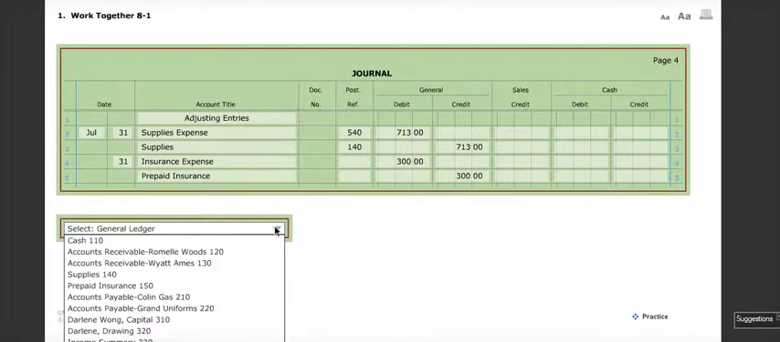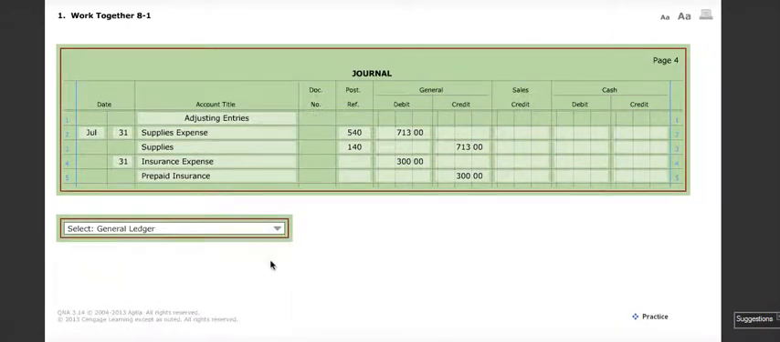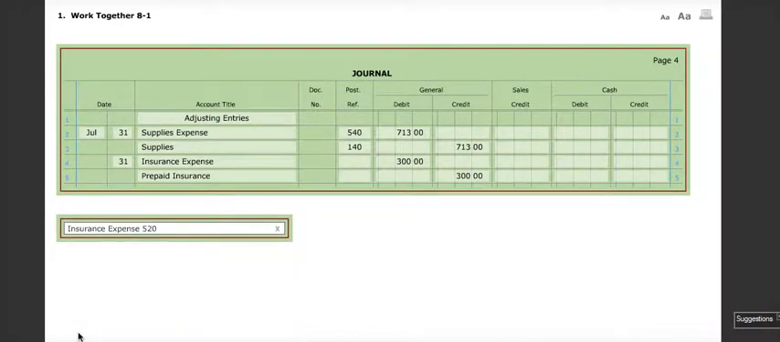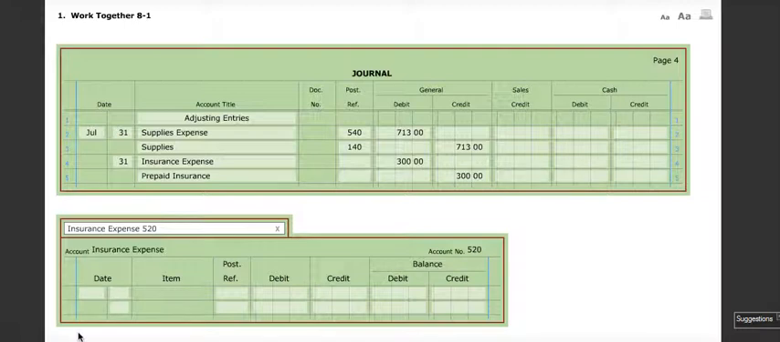All right, open up insurance expense. Get it to open here for us. There it is. All right, so insurance expense, we have a debit of $300. So date, July 31. Post ref, page number 4, debit 300. And put 520 from my account number up there.